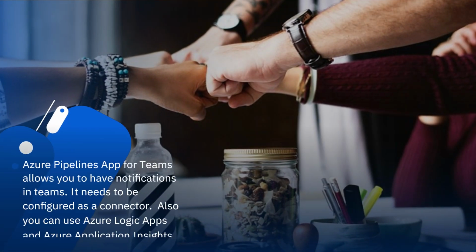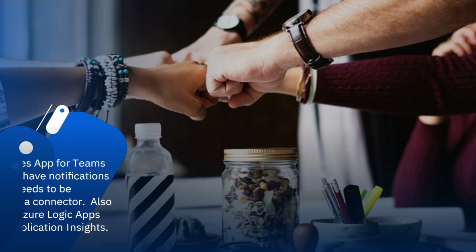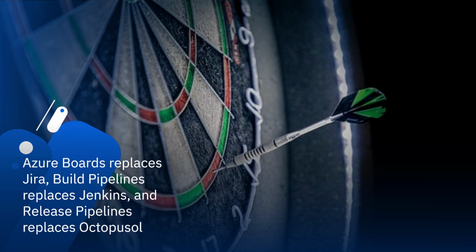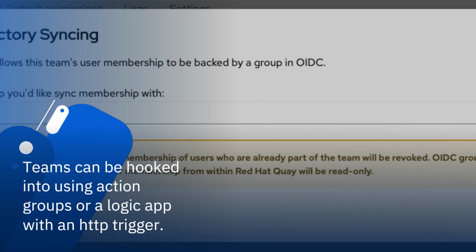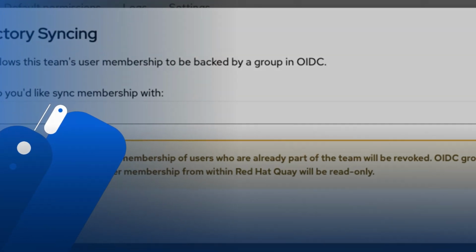Azure Pipelines app for Teams allows you to have notifications in Teams. It needs to be configured as a connector. Also, you can use Azure Logic Apps and Azure Application Insights. Azure Boards replaces Jira, Build Pipelines replaces Jenkins, and Release Pipelines replaces Octopus. Teams can be hooked into using action groups or a logic app with an HTTP trigger.